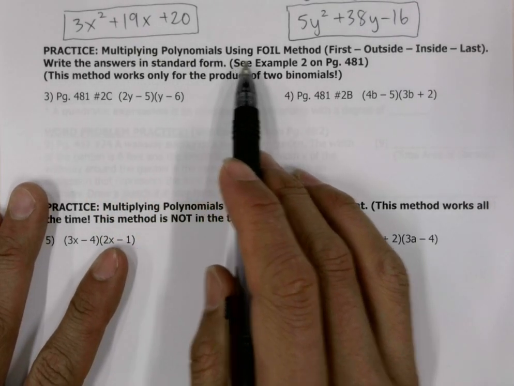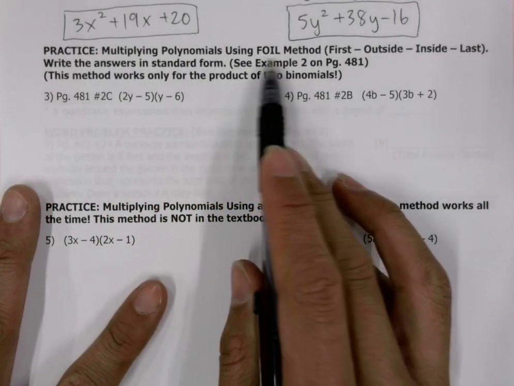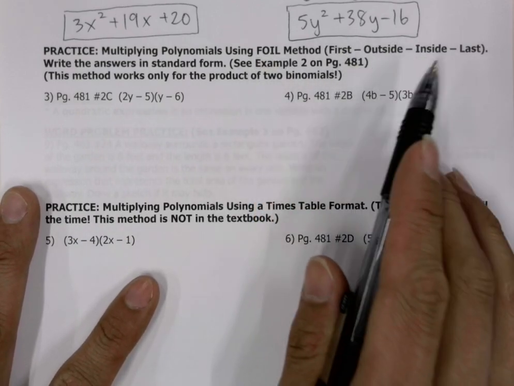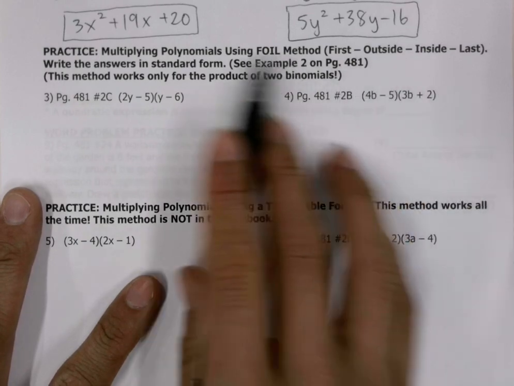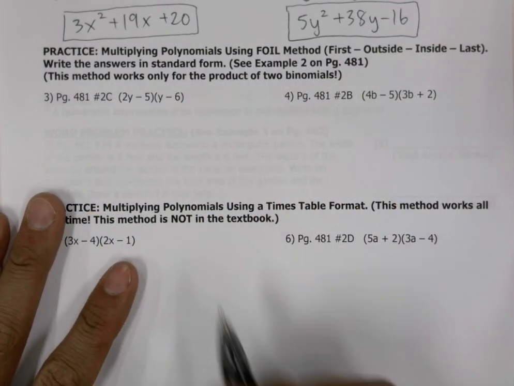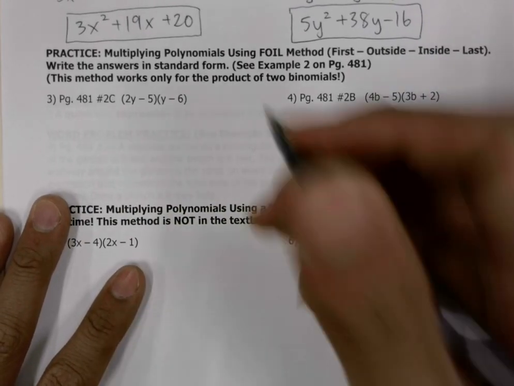Multiplying polynomials using the FOIL method. FOIL is an acronym. It stands for first, outside, inside, last, and that's going to help us remember how this works. Okay. So how do we use the FOIL method?